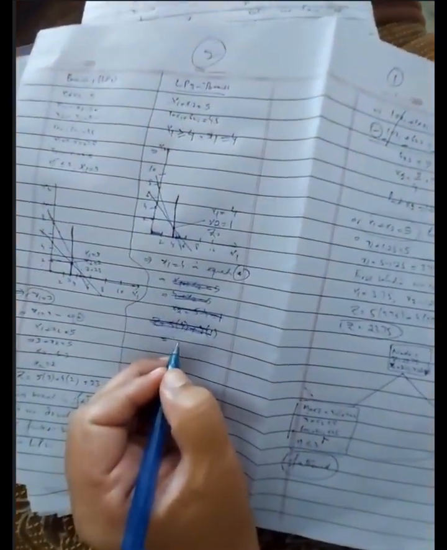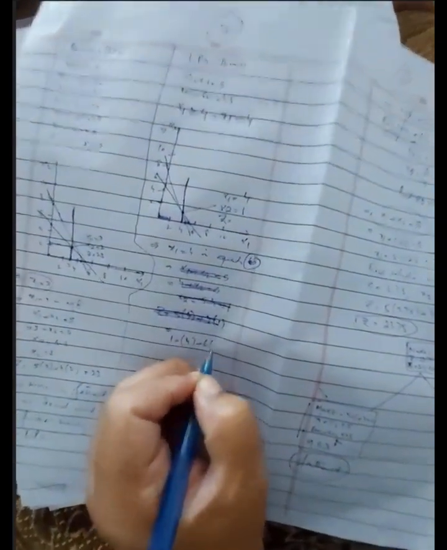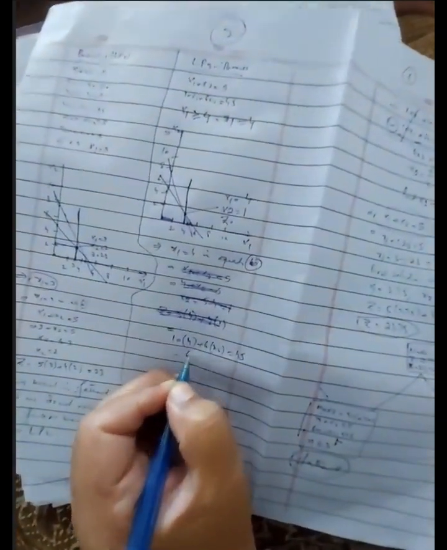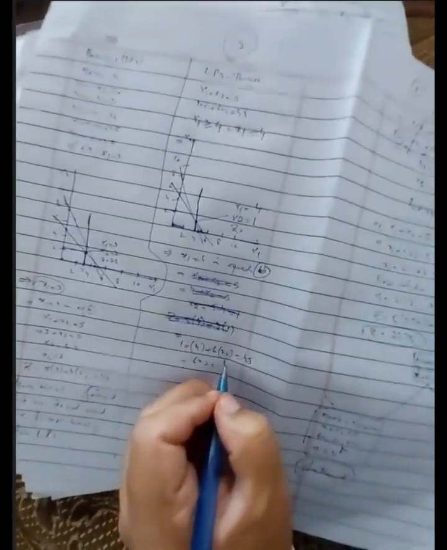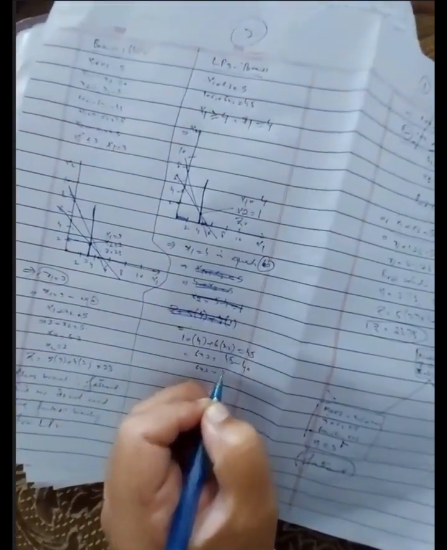Okay. Let's put it into equation B. We see that 10 into 4 plus 6 into x2 is equal to 45. So 6 into x2 is equal to 45 minus 40. 6x2 is equal to 5. x2 is equal to 5 by 6, which is equal to 0.83. x2 is equal to 0.83, not 1 actually.